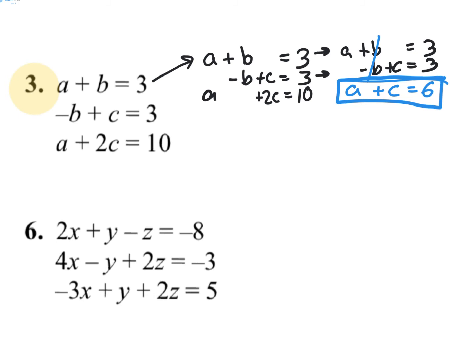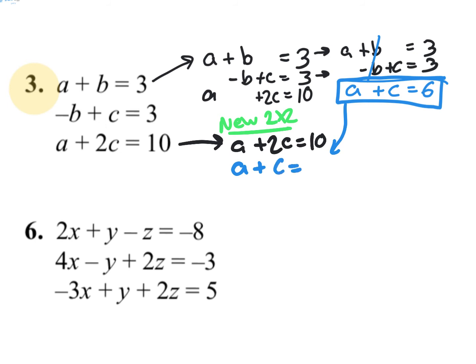So we combined some lines and we ended up with an equation that has 2 variables. And over here we happen to have a different equation, the one we haven't used yet, and it has the same 2 variables. So I could just put those together and have a new 2 by 2 system. So I'm going to write this one right here: A plus 2C equals 10. And I'm going to write this blue one right there: A plus C equals 6. And here's my new 2 by 2 system.